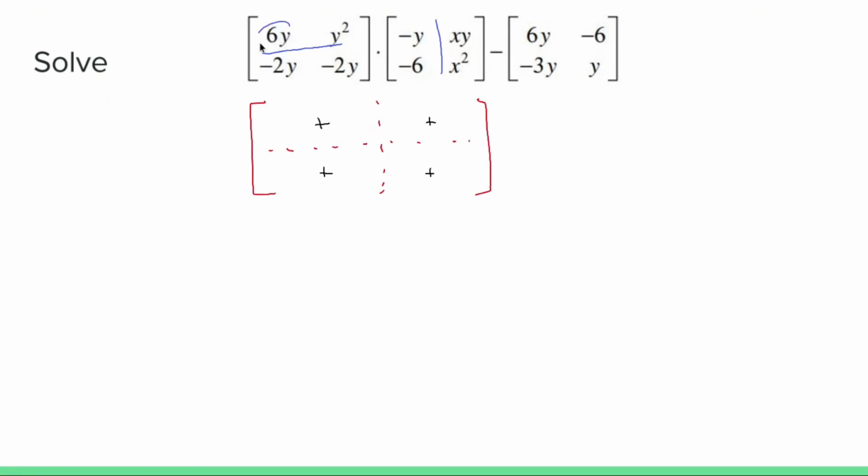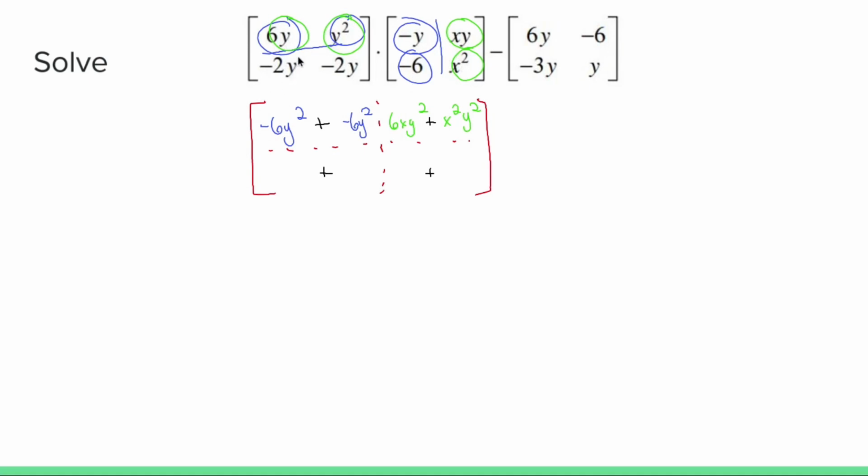So 6y times negative y is negative 6y squared. Y squared and negative 6 is negative 6y squared. So those will combine at some point. We've got first row, second column, so 6y and xy becomes 6xy squared. And then y squared and x squared becomes x squared y squared, I guess if we're keeping with alphabetical order. Okay. Doing great, doing great.